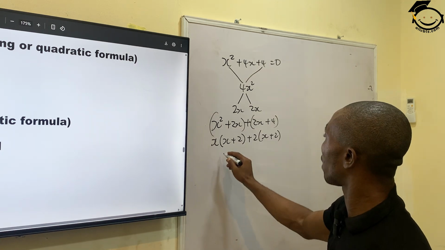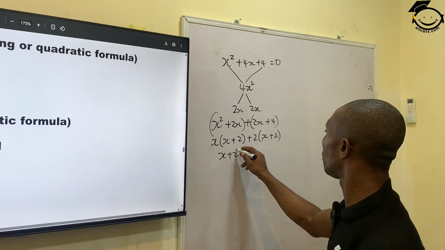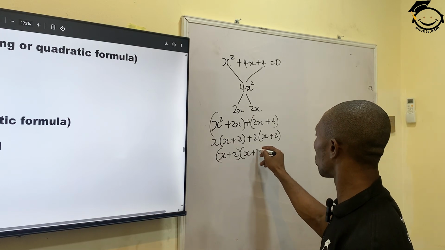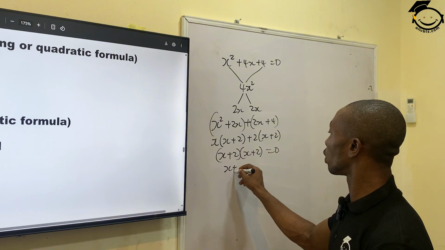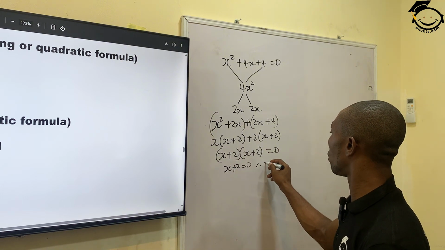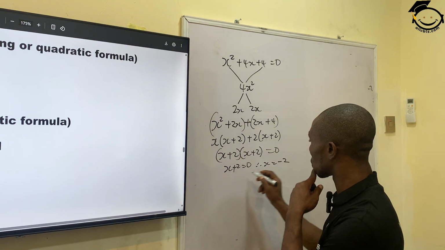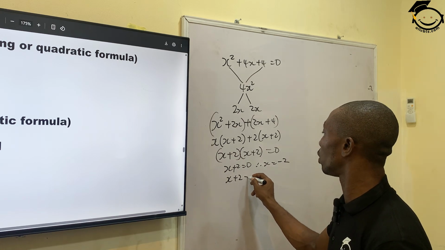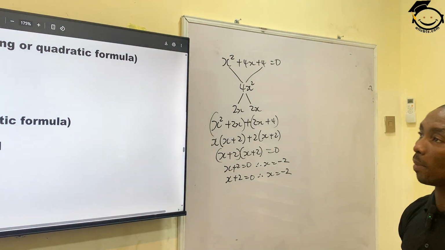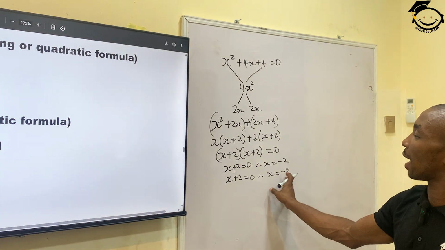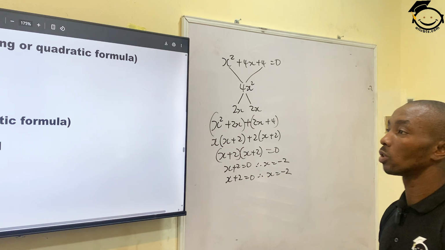So at this point, we're having x plus 2 all squared equals 0. Now, x plus 2 equals 0, so therefore x equals minus 2. And x plus 2 equals 0, so therefore x equals minus 2. So from here, we can see that our value of x will be minus 2.